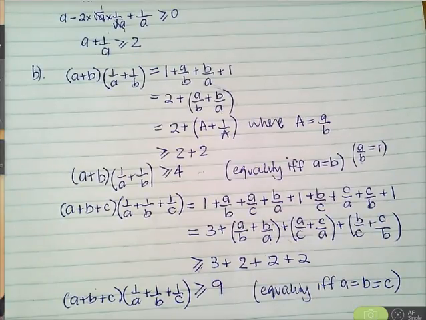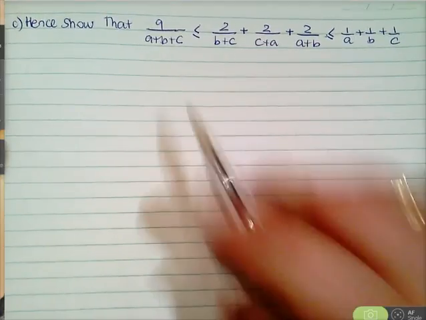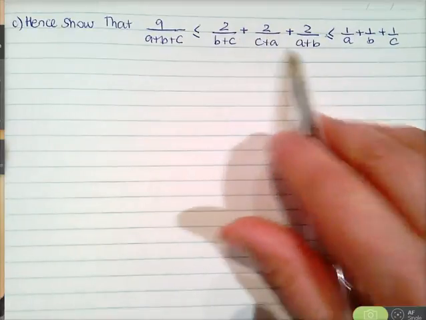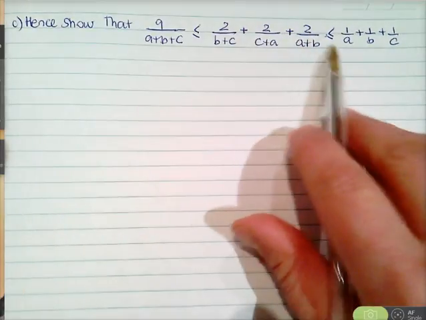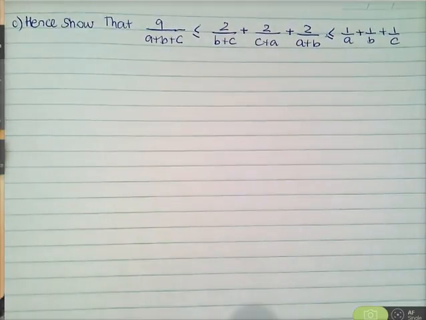Now, for part C of the question. You hence show that 9 over A plus B plus C is less than or equal to 2 over B plus C plus 2 over C plus A plus 2 over A plus B, which is less than or equal to 1 over A plus 1 over B plus 1 over C.